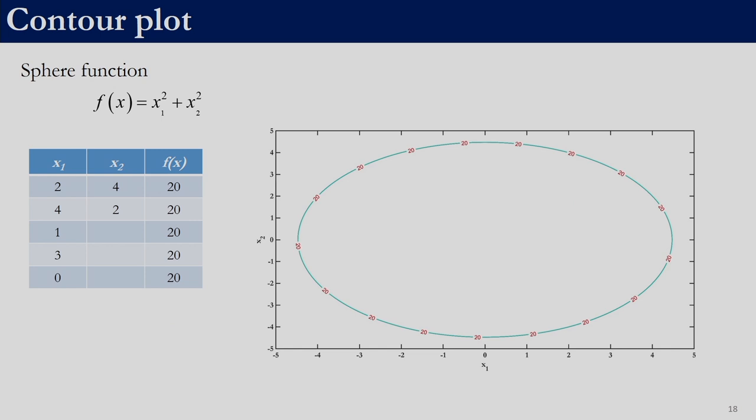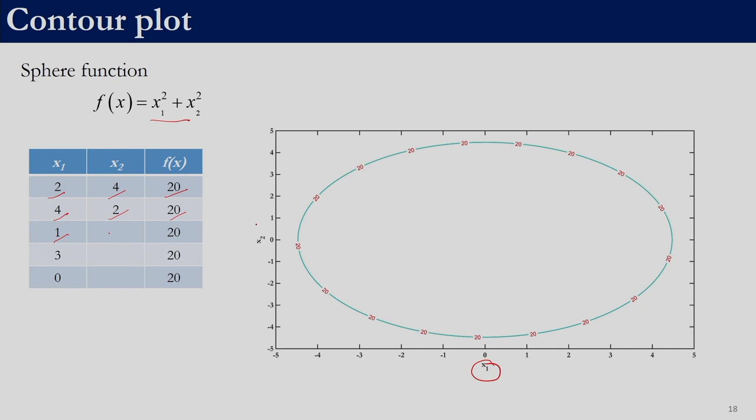Another term which we'll be commonly using is contours. Contours are lines which have identical objective function value. For example, here if we take x1 equal to 2 and x2 equal to 4, it will give an objective function value of 20. If we take x1 equal to 4 and x2 equal to 2, we will get an objective function value of 20. If we take x1 equal to 1 and fix f to be 20, we can find out the value of x2.